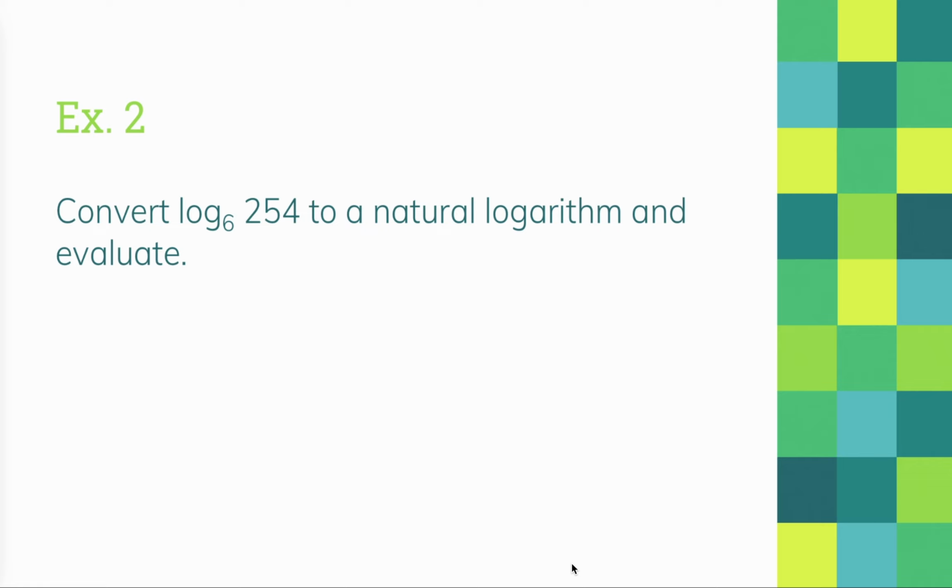Convert log base 6 of 254 to a natural logarithm and evaluate. So in order to do this, we need to use our change of base formula. So that would be ln of 254 over ln of 6. And if you do that, ln of 6, and that ends up being 3.1.